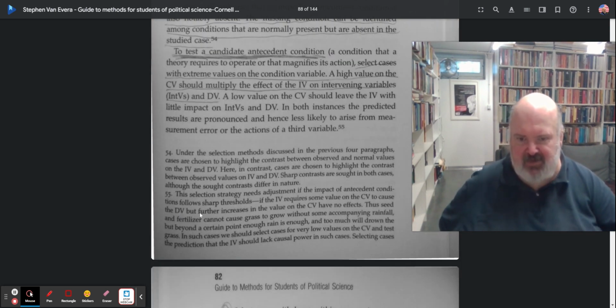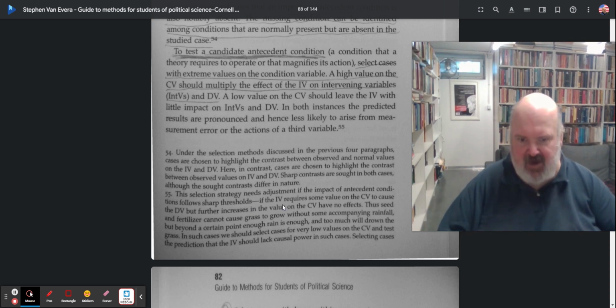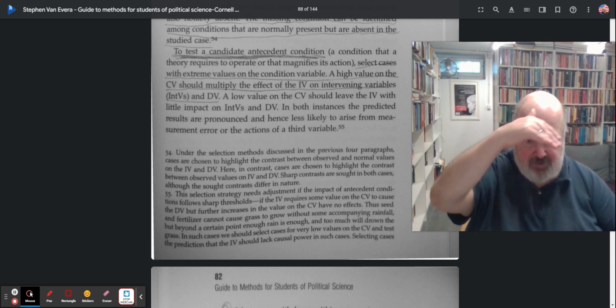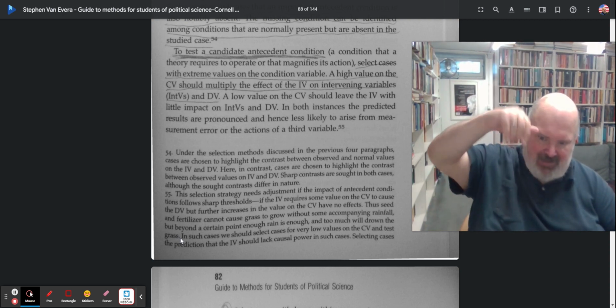55. This selection strategy needs adjustment if the impact of the antecedent condition follows a sharp threshold. If the IV required some value on the CV to cause the DV, but further increases in the value on the CV have no effect, right? This is the diminishing marginal return problem. Seed and fertilizer cannot cause grass to grow without accompanying rainfall. But beyond a certain point, enough rain is enough. Too much rain will drown the grass, right? So therefore, there's a threshold. More rain does not produce more of this effect.